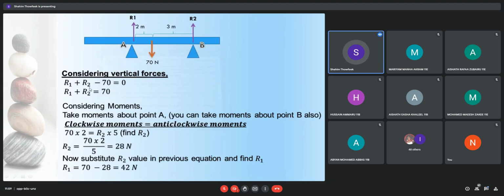Now, without considering vertical forces, if anyone takes moments at point A and finds R2, and again takes moments at point B and finds R1, yes, they can do it. That is also correct. They will get the same answer. You can choose only moments. I'll take moments at point A and find R2. Then take moments about point B and find R1. That is also correct. I'm just showing how to use both forces in equilibrium and the moments.